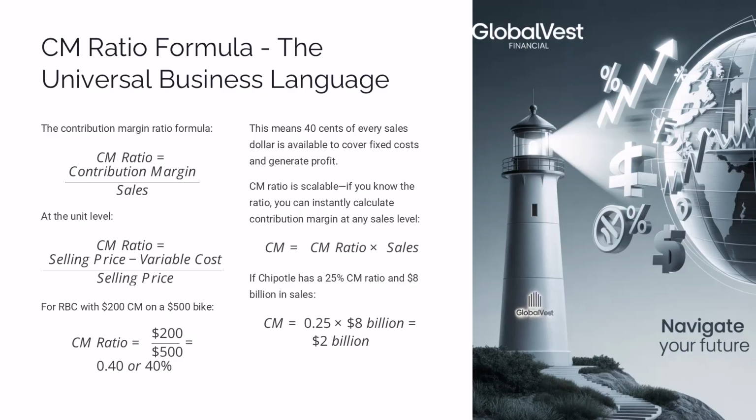When Microsoft analyzes whether to add a new feature to Office 365, they know their 85% CM ratio means they keep 85 cents of every dollar from a price increase, making even small price increases incredibly valuable, which is why they can afford to constantly add features that justify regular price increases.